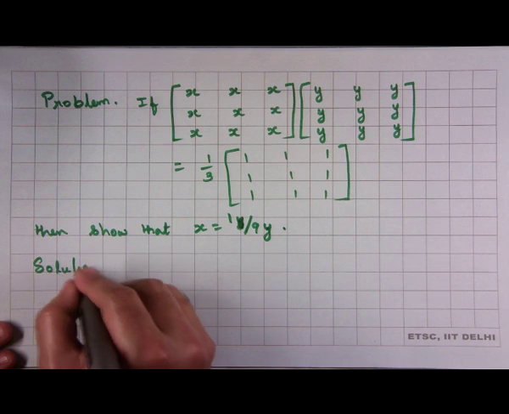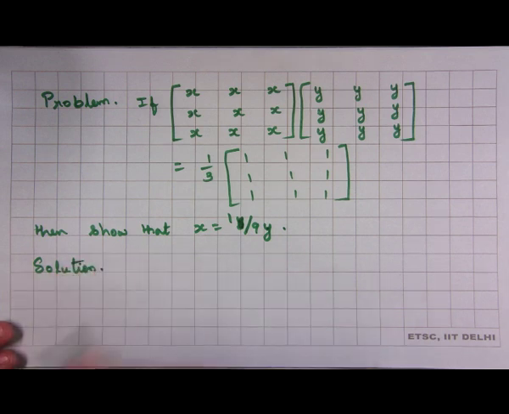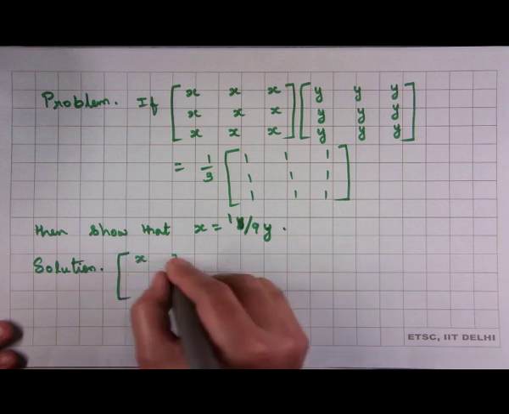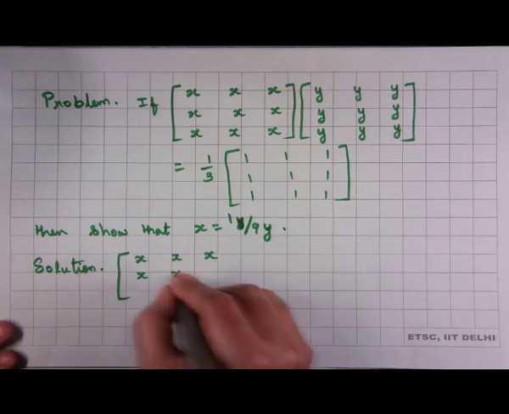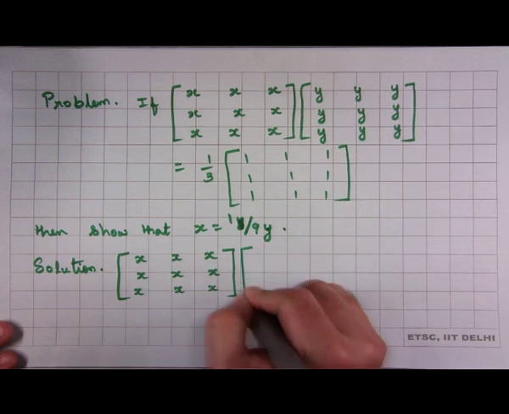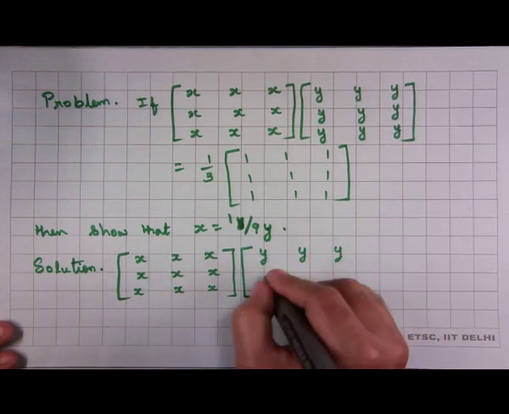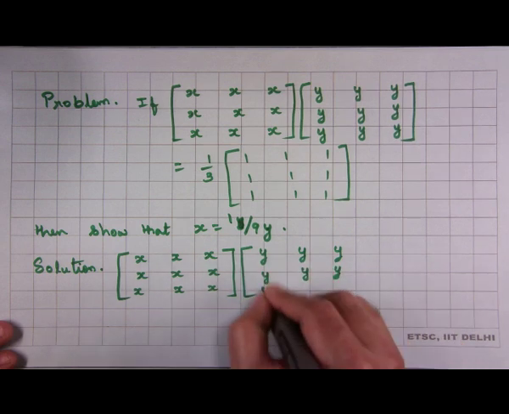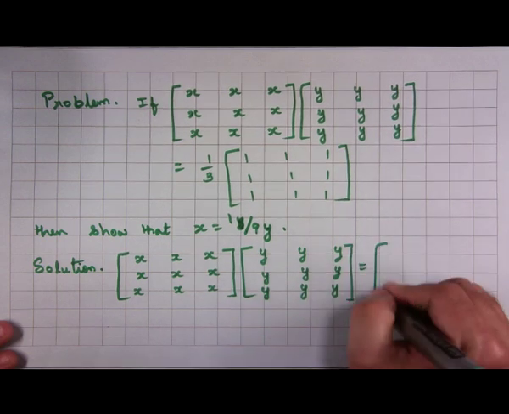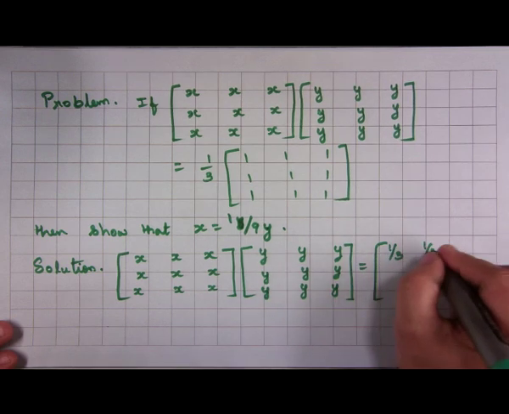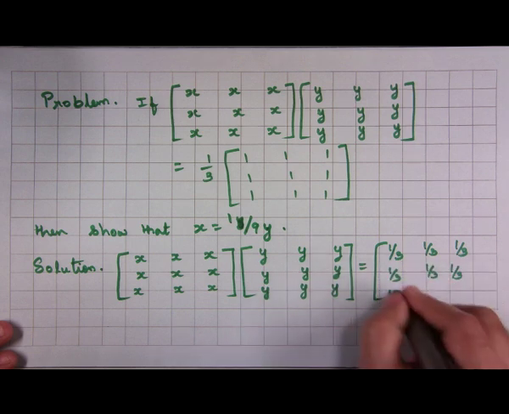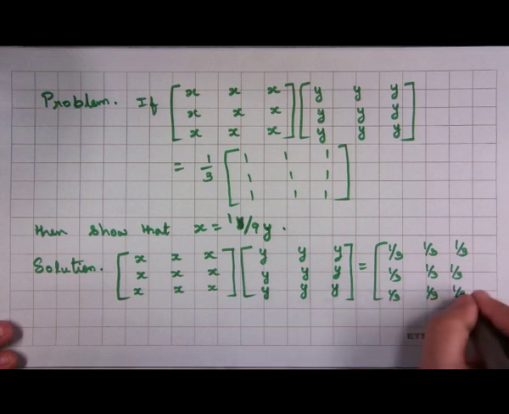Solution. What we are given is that when you multiply x with y, the resulting matrix is just 1 by 3, 1 by 3, 1 by 3, 1 by 3, 1 by 3, 1 by 3, 1 by 3, 1 by 3, 1 by 3. This is what is given.